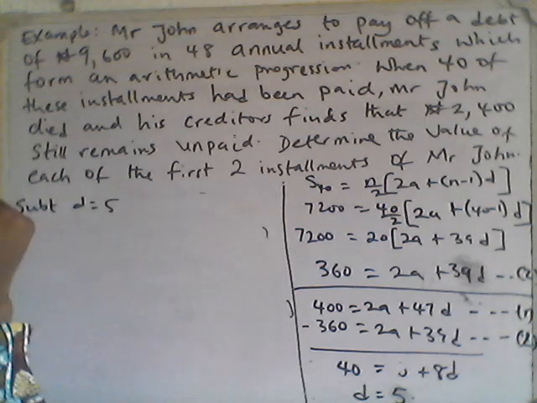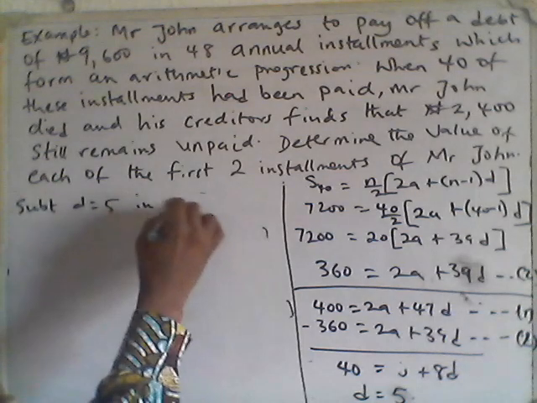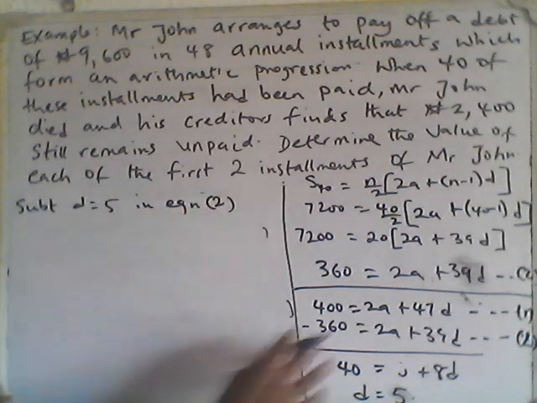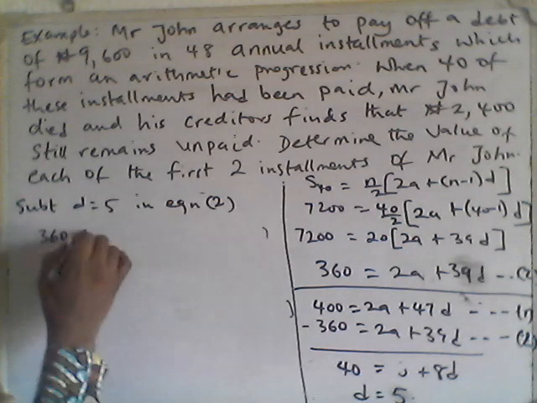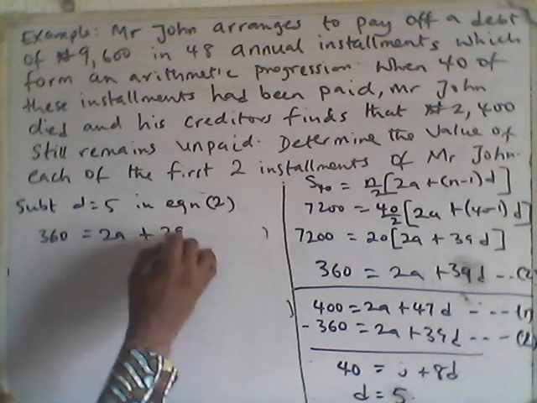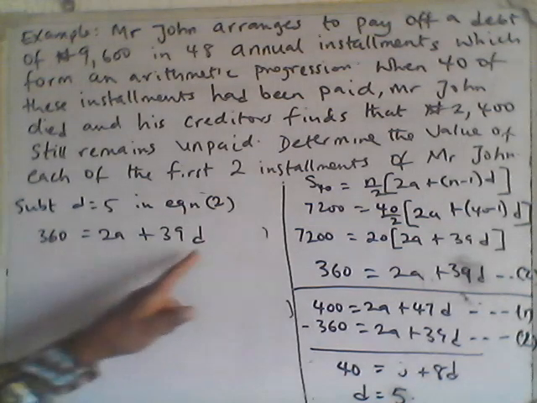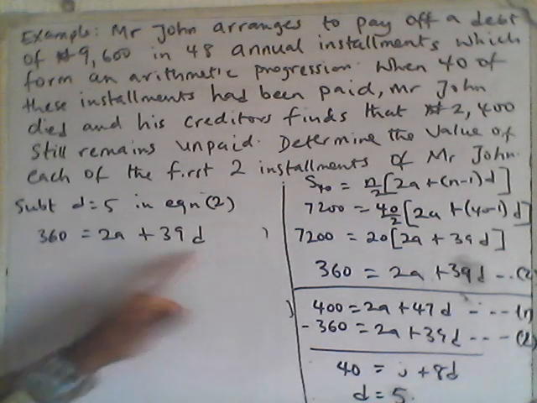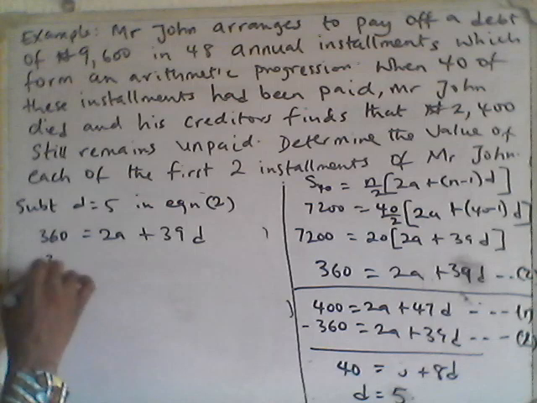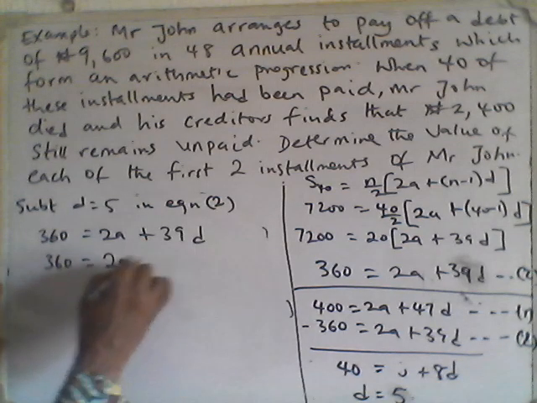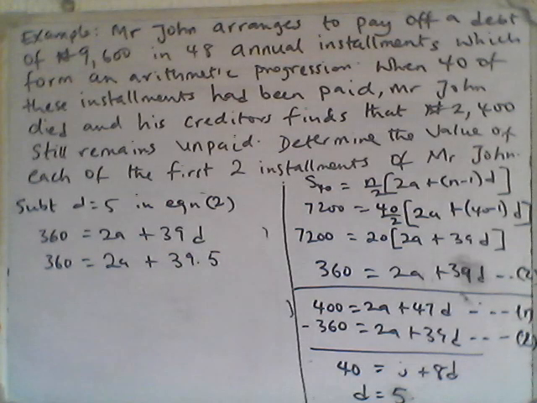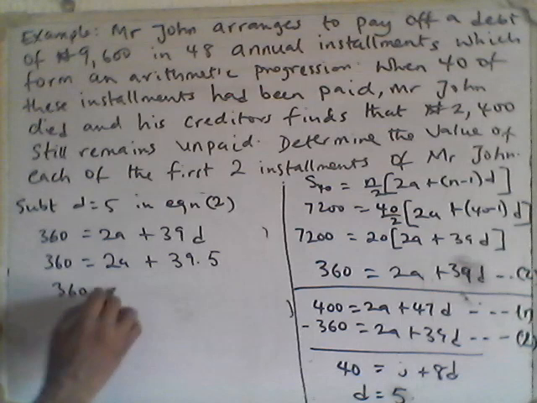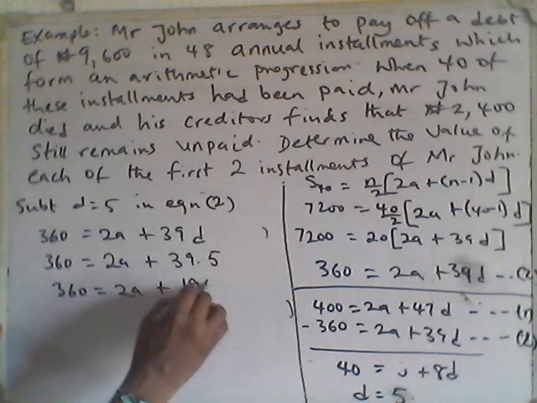So let me take equation 2 for instance. This is equation 2, write it again. 360 is equal to 2a plus 39d. Now, anywhere I see d in this equation, I plug in 5 so that I can get a. So that is 360 is equal to 2a plus 39 times 5. 39 times 5 will give me 195. 360 is equal to 2a plus 195.